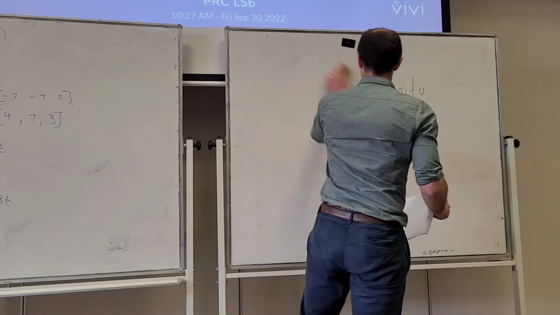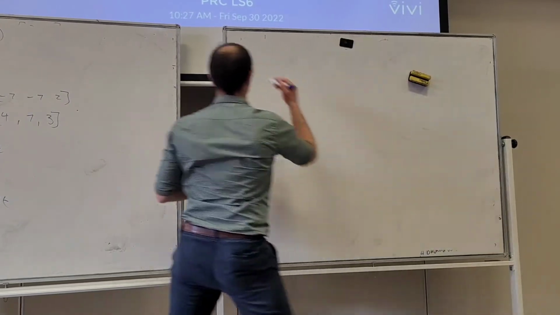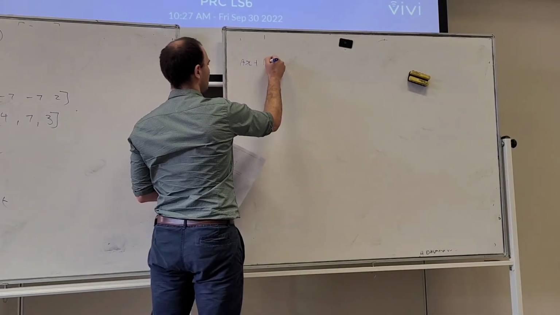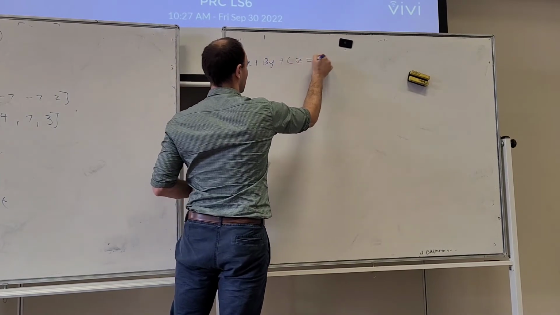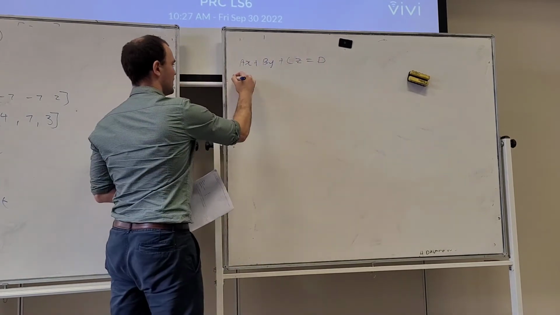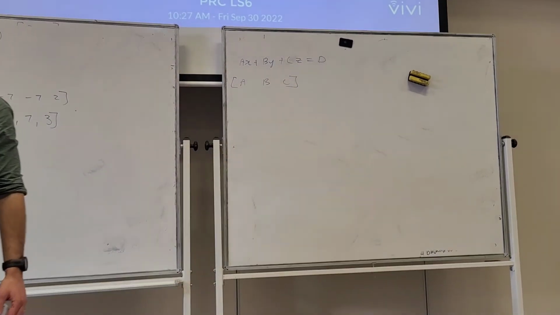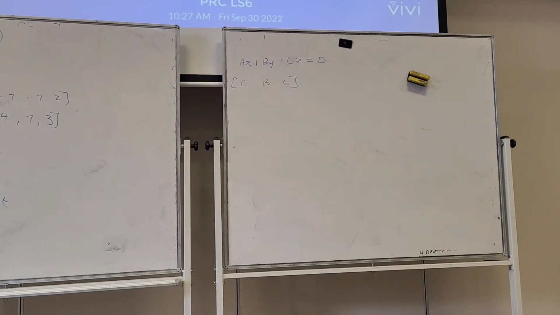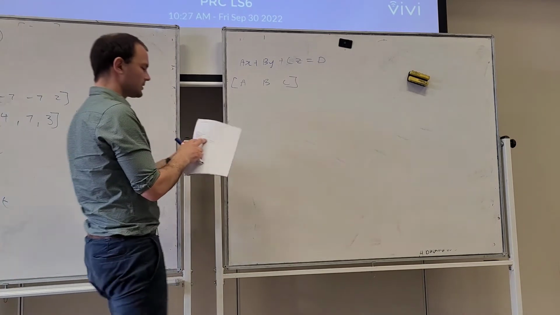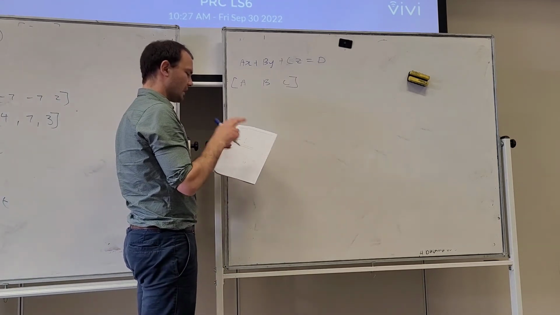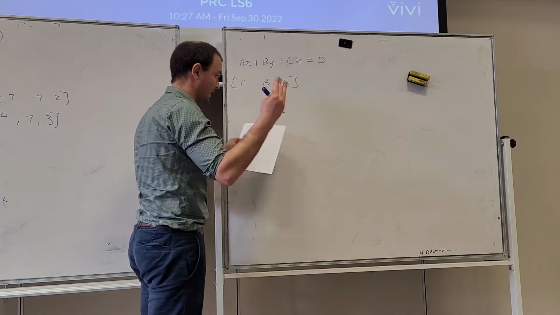So a plane, right? A plane has this equation, ax plus by plus cz equals d, where A, B, C is the direction vector of the normal to the plane. How do you find the normal to the plane? It's the cross product of the direction vector of the two lines that compose the plane.